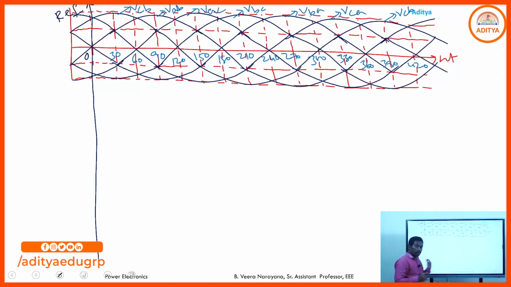Now I just want to explain the operation of this 3-phase fully controlled converter with the RL load. Up to 60 degrees, this full wave converter, even under RL load, behaves like an R load, up to alpha equal to 60 degrees.